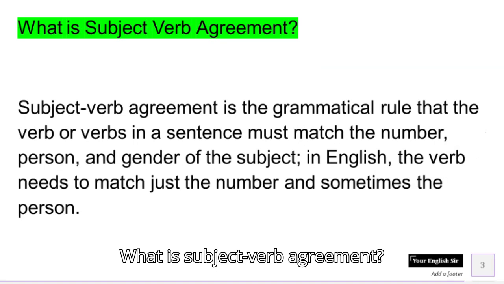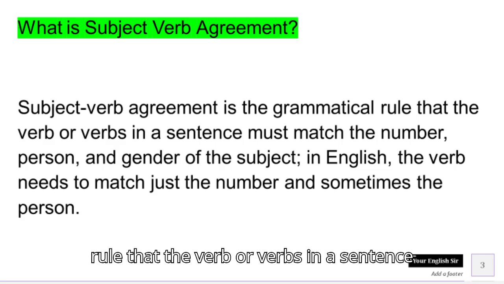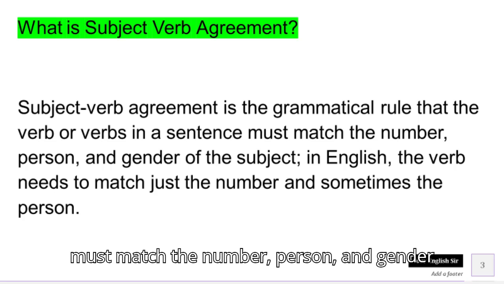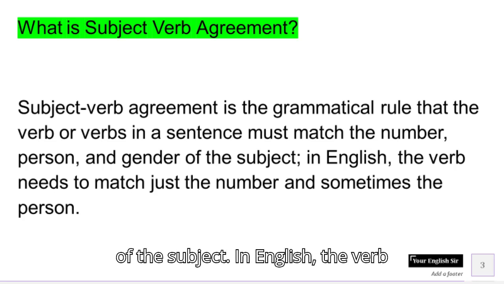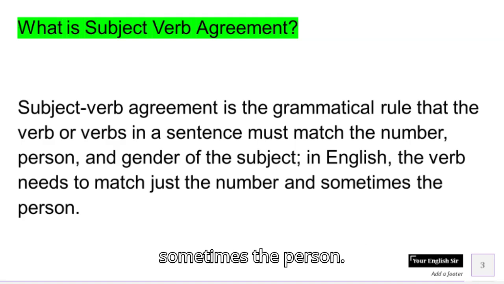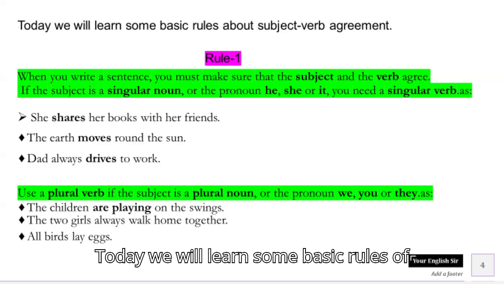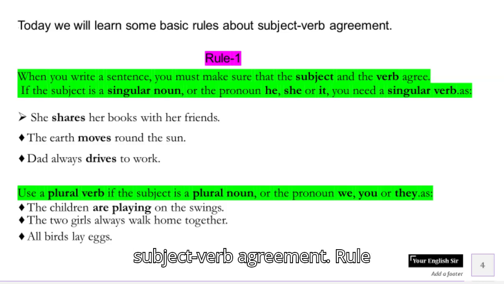What is subject-verb agreement? Subject-verb agreement is the grammatical rule that the verb or verbs in a sentence must match the number, person, and gender of the subject. In English, the verb needs to match just the number and sometimes the person. Today we will learn some basic rules of subject-verb agreement.